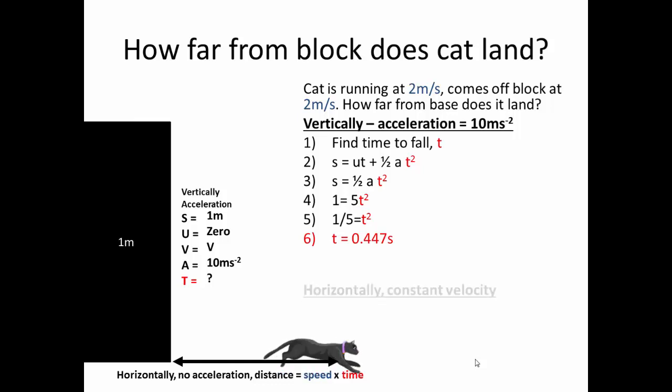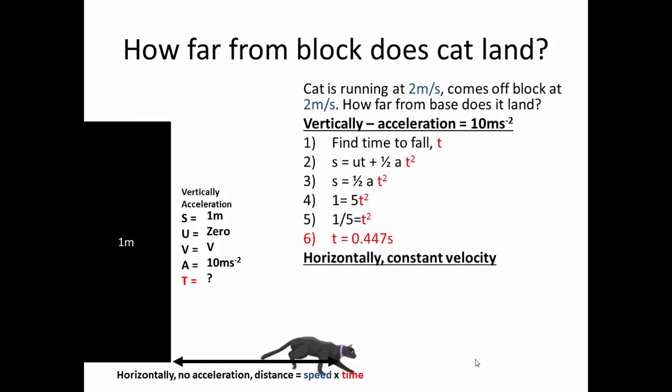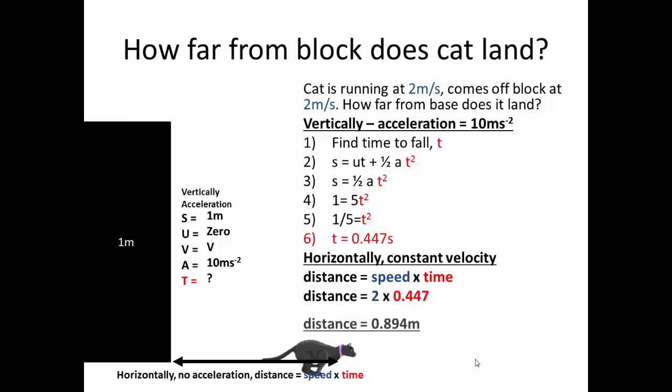So what is the distance that it travels? Horizontally, it has constant velocity. So distance is equal to speed times time. We know the speed is 2 meters a second. We know the time is 0.447 seconds. So the distance is the speed times time. 2 times 0.447 gives a distance of 0.894 meters. That's how far the cat lands from the base of the block.